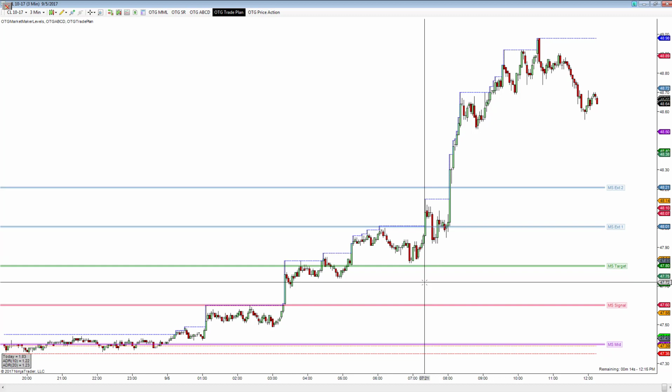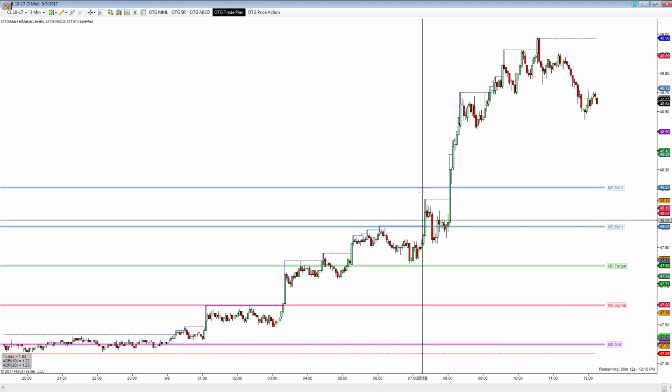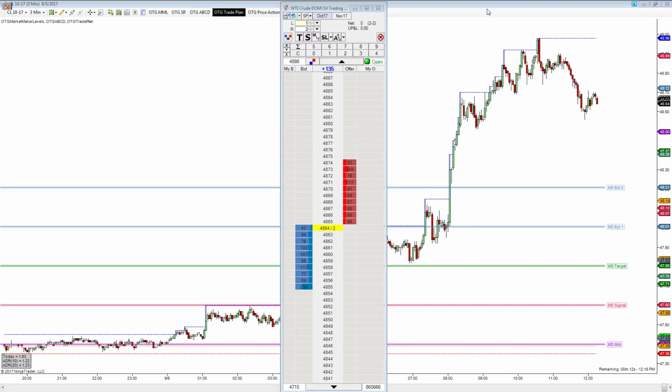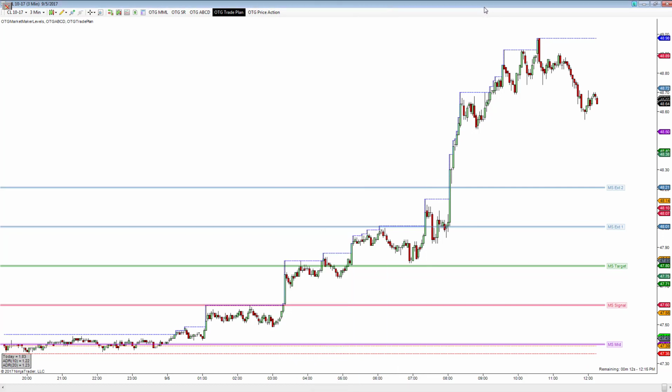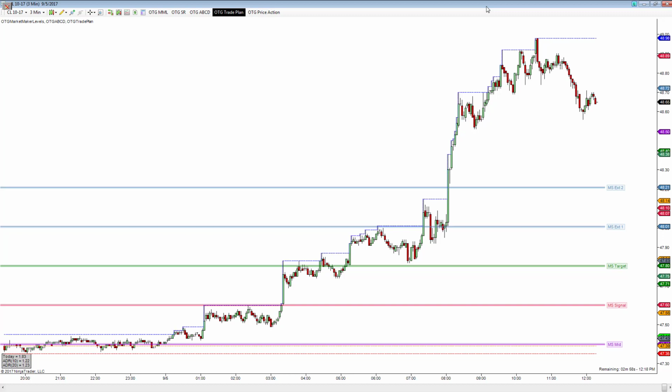Now, one of the things that we knew coming into the day is that obviously with the refinery closures due to Hurricane Harvey, there was quite a bit of angst about what was going to be happening with the refineries, et cetera. Well, those refineries started coming back online today, and you could see that there was just a nice steady climb as a result of that news.